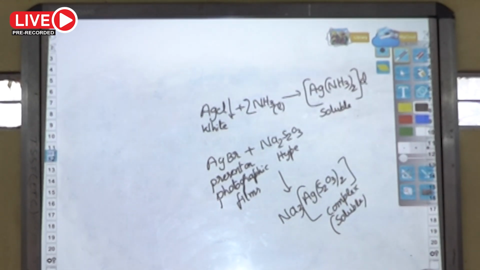IUPAC name? Because it's an anionic complex, you have to start with the metal first. Sodium dithiosulfato argentate(I). Sodium, you have to start with the sodium. Dithiosulfato. Sodium dithiosulfato argentate(I).